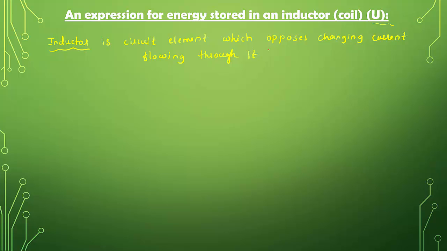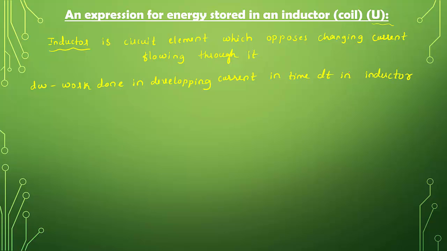Now let us derive the energy stored in an inductor. Here I am going to consider the work done in developing the current I. If you want to develop or generate electric current in the coil, we have to do certain work. Let us take it as dW. What is dW? dW is the work done in developing current in a time dt in the inductor.